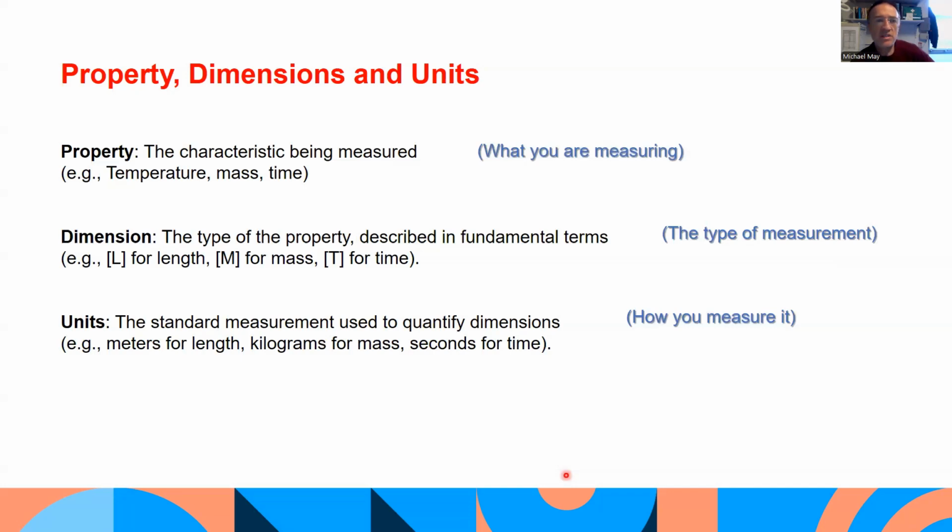So just to summarize this section, property, it's the characteristic being measured like mass, temperature, and time. It's basically what you're measuring. Dimension, the type of property described in fundamental terms. It's length, it's mass, it's t for time. So it's the type of measurement that you're making on that property. And then the units, the standard measurement used to quantify dimensions, basically how you're measuring those dimensions.